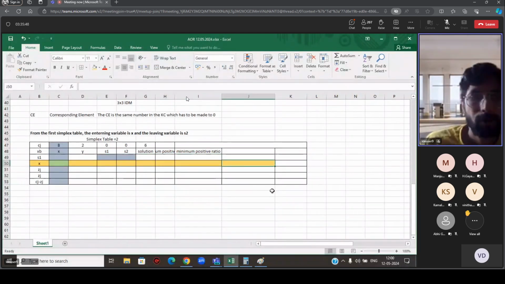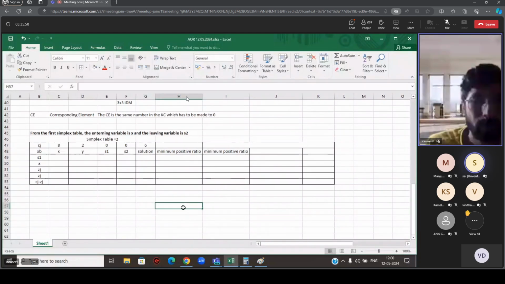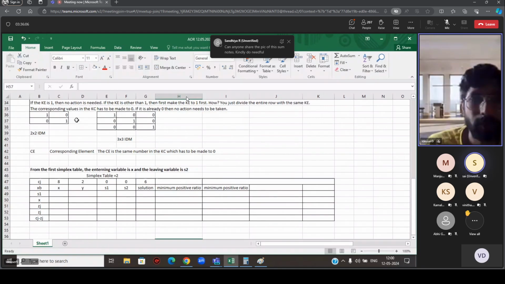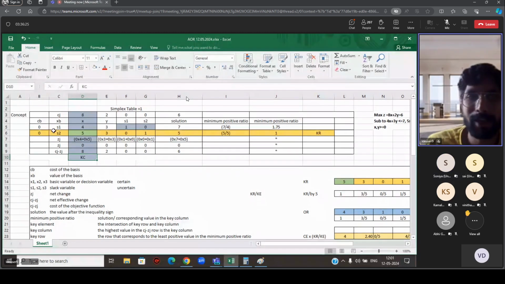Again, you have to do it. Sir, how to find that X is entering and S2 is leaving, sir? Here it is there, no? In the first table, in the key column, which is the element which is there here? X. So X is entering. And in the key row, which is the corresponding variable which is there here? S2. S2 is leaving.